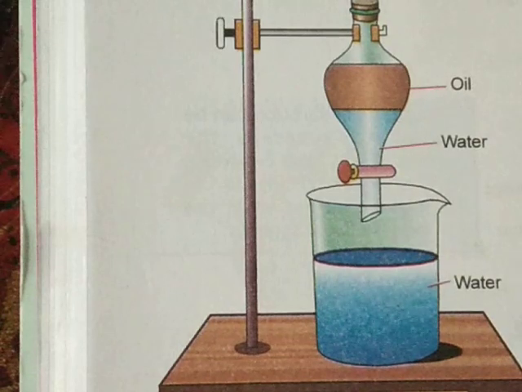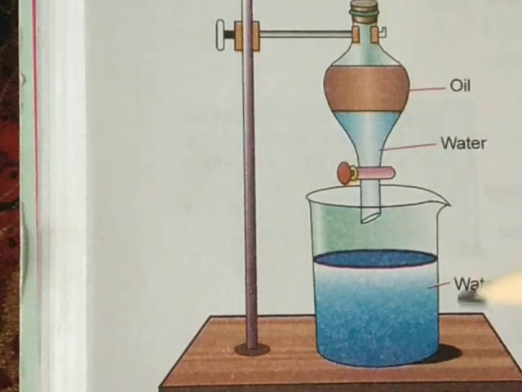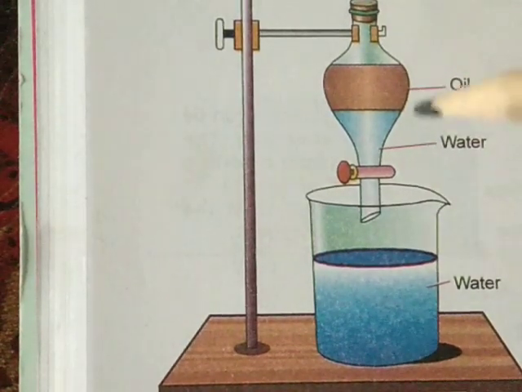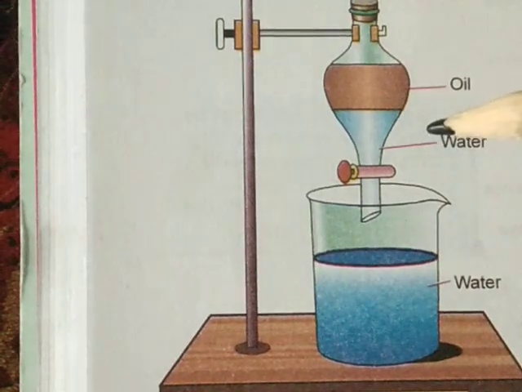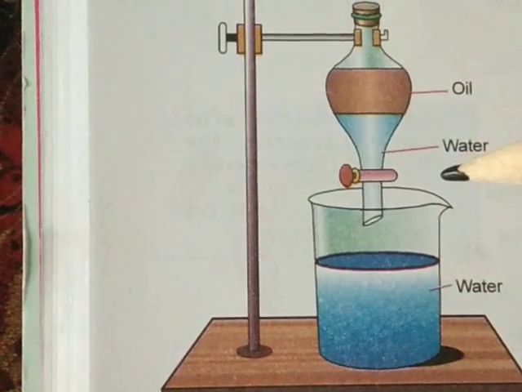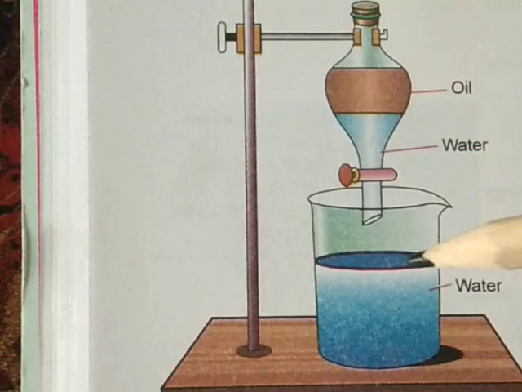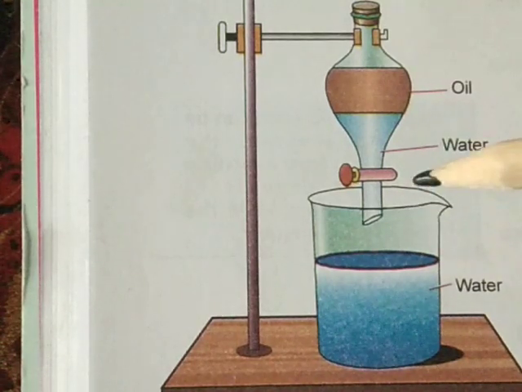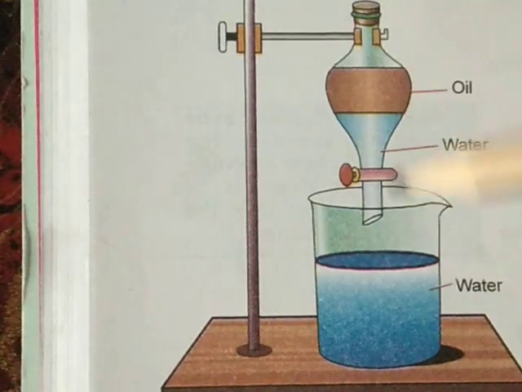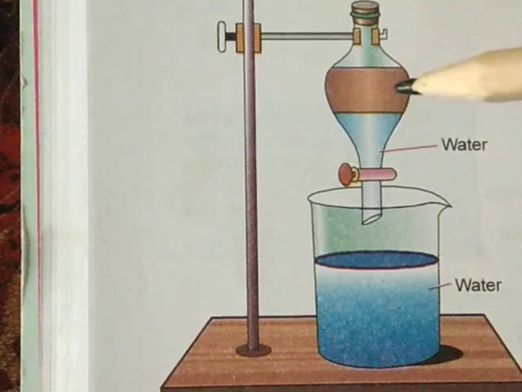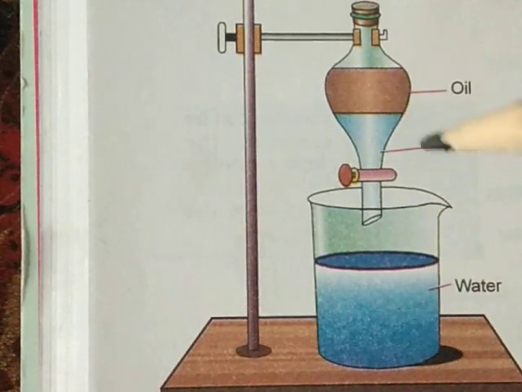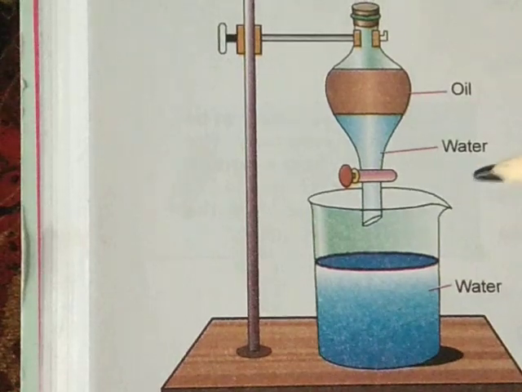So with the help of a separating funnel, we can easily separate two immiscible liquids, which means liquids which are not mixed with each other. So they form layers. With the help of these layers, they can easily be separated.